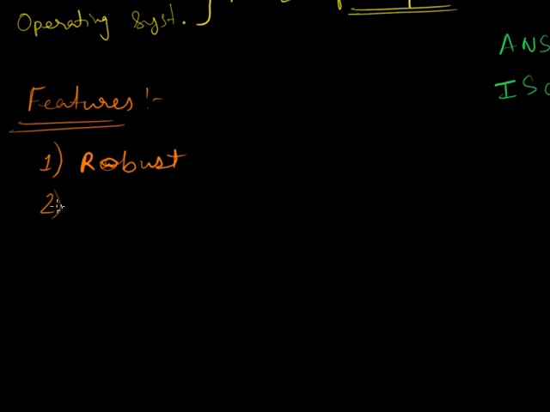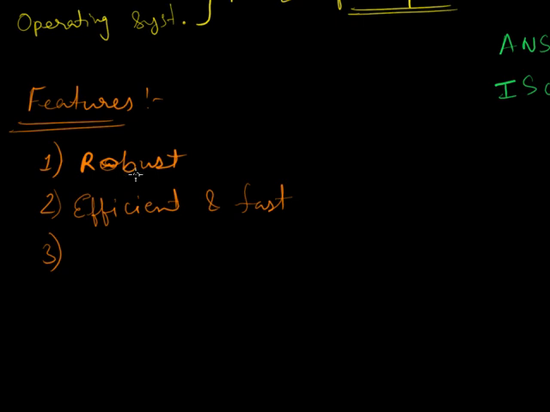The second feature is that it is very efficient and fast. Why fast? Because it works very close to the hardware. It is as good as a low-level language. And why efficient? Because it solves almost all problems. It solves problems like a high-level language. So that is why it is efficient as well as fast.